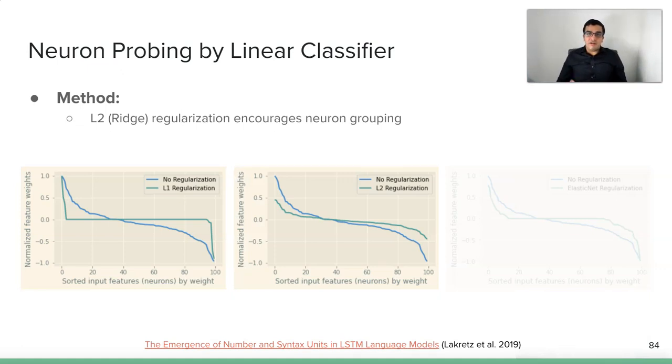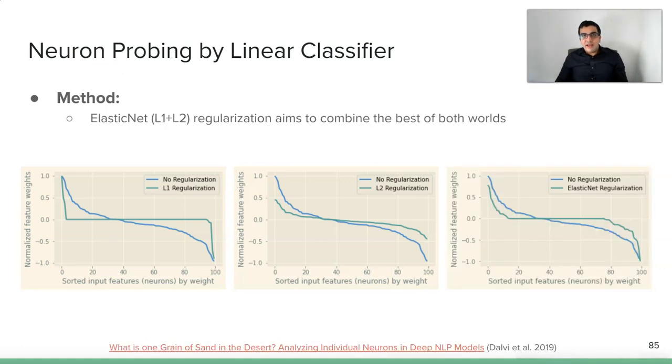On the other hand, Lakretz et al. used ridge regularization, which is L2 regularization, to encourage grouping of input features. This translates to discovering groups of neurons that are together responsible for a single concept, instead of looking for singularly focused neurons. And then finally, Dalvi et al. used elastic net regularization, which combines the sparsity effect of L1 and the grouping effect of L2. This helps the classifier take groups of highly correlated features into account while also considering important focused neurons.